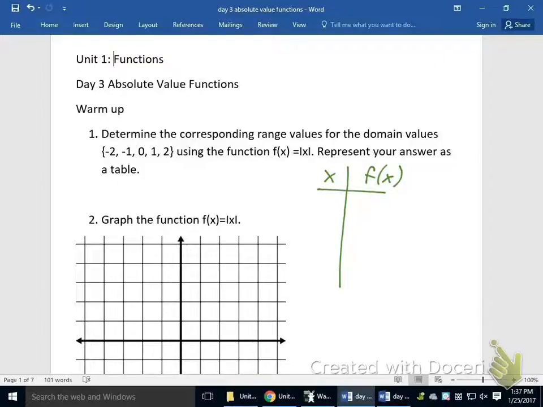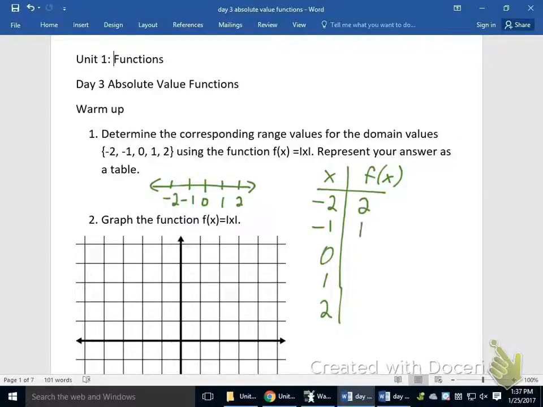So we're given the domain values -2, -1, 0, 1, and 2 for the x's. And now to spit out the f of x values, we're using f of x equals the absolute value of x. If you'll recall, whenever you're asking for the absolute value of a number, it's asking how far is that number from 0. So the absolute value of -2: -2 is 2 units away from 0.